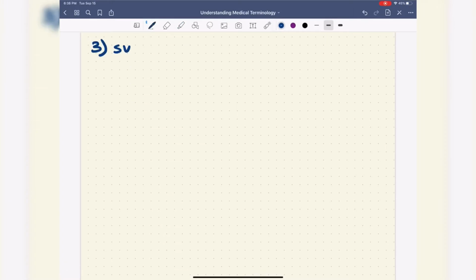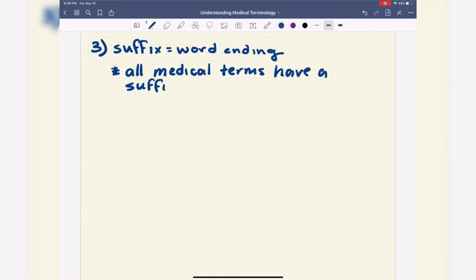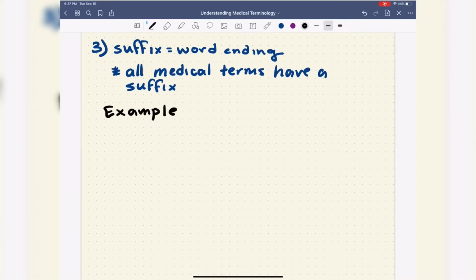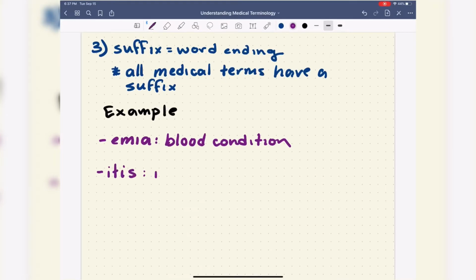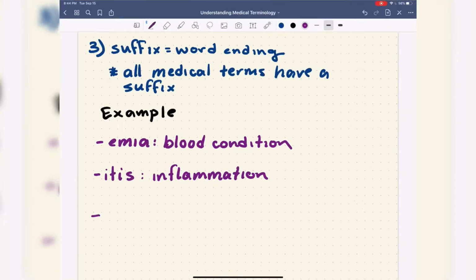Next we have a suffix, which is the word ending. One thing to point out is that all medical terminology has a suffix. Here are some examples of suffixes. We have -emia. Notice that there's a hyphen in front of the word. This indicates that it's a suffix. -emia is a blood condition. -itis is an inflammation. And the last one is -pathy, which means disease condition.